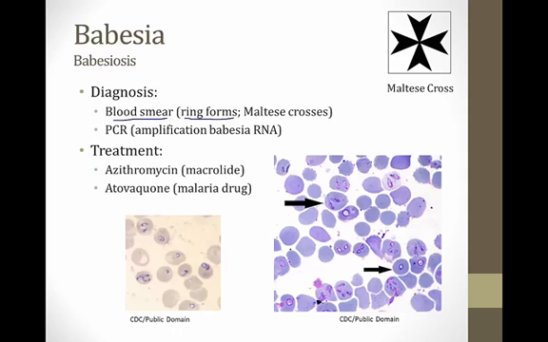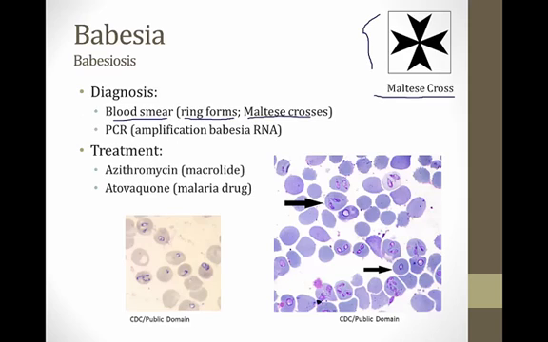The ring forms are sometimes described as Maltese crosses. So this is a Maltese cross up here in the top right corner. The Maltese cross was a symbol of knights in the Middle Ages from the island of Malta, which is in the Mediterranean near Italy. And this shape is seen in a couple of pathological conditions.